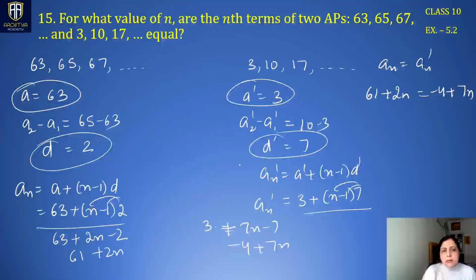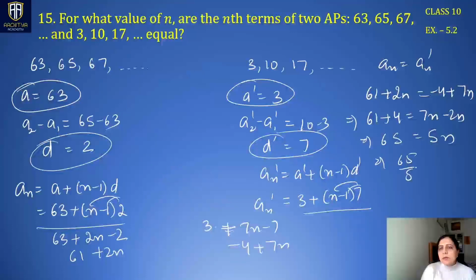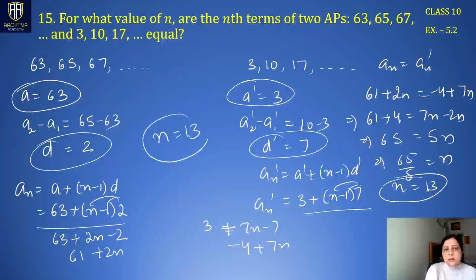So we're considering that these two values of a_n will be equal at some point. So equating them, what is the value of n? This is 61 plus 4 is equal to 7n minus 2n. This is 65 is equal to 5n. So we have 65 by 5 is equal to n. n is 13. That means the 13th term of both the sequences will be the same, right?